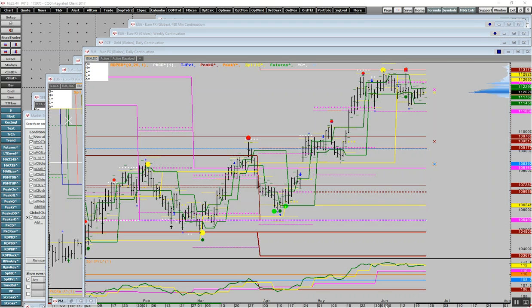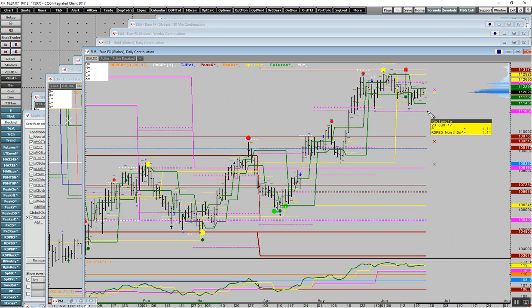So euro dollar has been short for probably a good 10 days or so now. Nothing's changed again. Yesterday we were looking for a daily close basically over this 1.1240 to exit the trade. That didn't happen overnight. So really the downtrend's still in play.